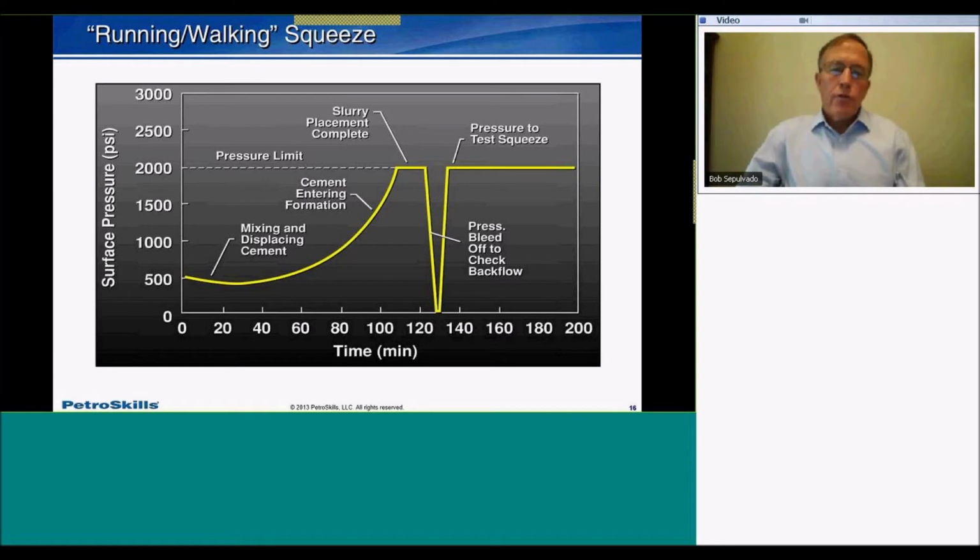But as far as which method works, again, it's the experience thing, and let the well tell you what it wants to do. So if you're displacing and you're not seeing this curve, this build up, at some point the decision's going to be made: well, let's just shut down. Let's wait on it and see what it does. So at some point, if we don't see a continuous pressure increase, we want to wait and see that and start doing hesitations. So that's a running and walking squeeze.